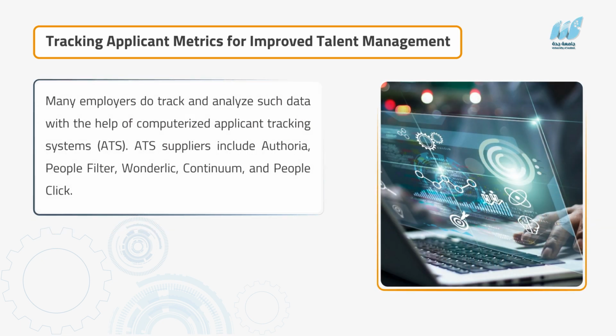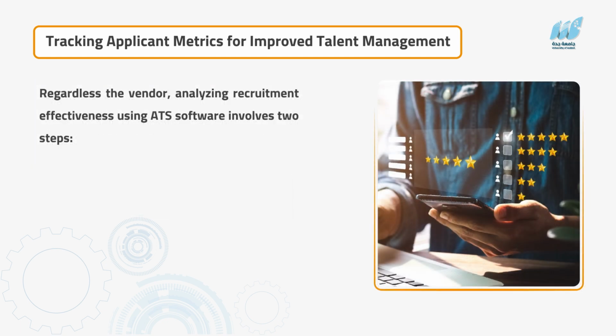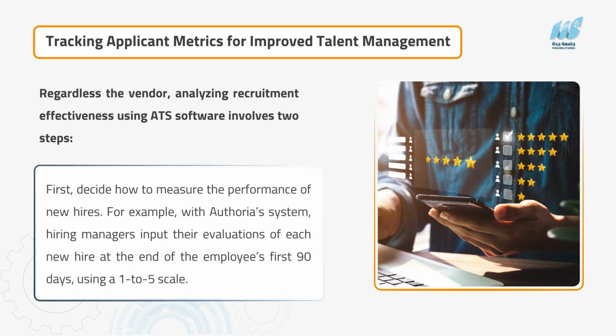Many employers do track and analyze such data with the help of computerized applicant tracking systems, ATS. ATS suppliers include Authoria, PeopleFilter, Wonderlic, eContinuum, and PeopleClick. Regardless of the vendor, analyzing recruitment effectiveness using ATS software involves two steps. First, decide how to measure the performance of new hires. For example, with Authoria's system, hiring managers input their evaluations of each new hire at the end of the employee's first 90 days, using a 1 to 5 scale.